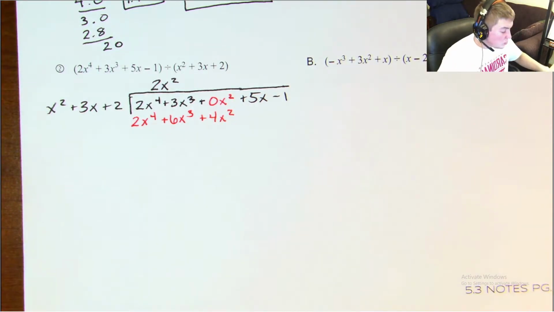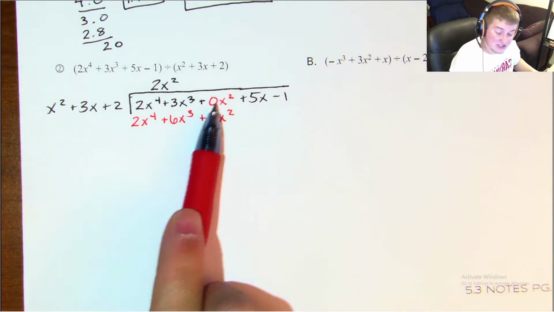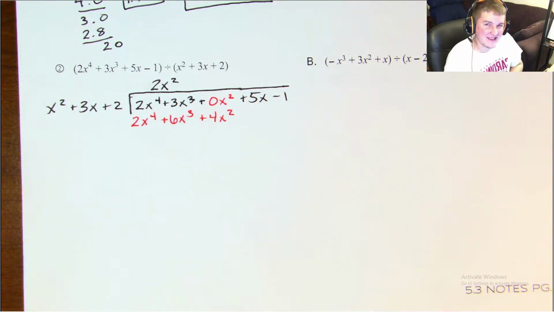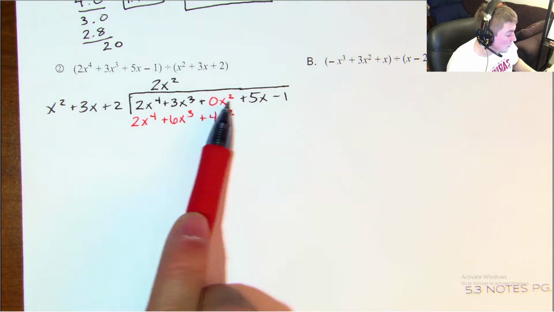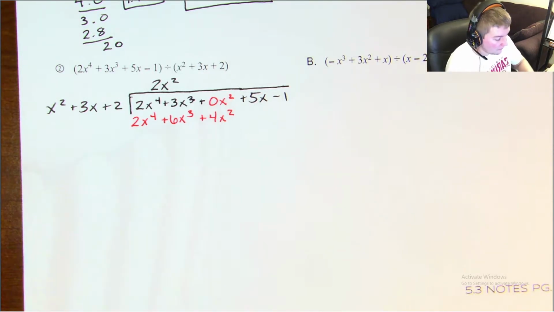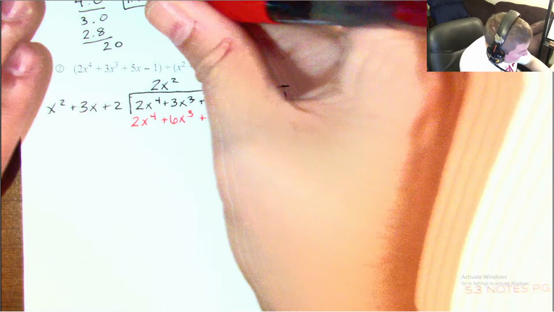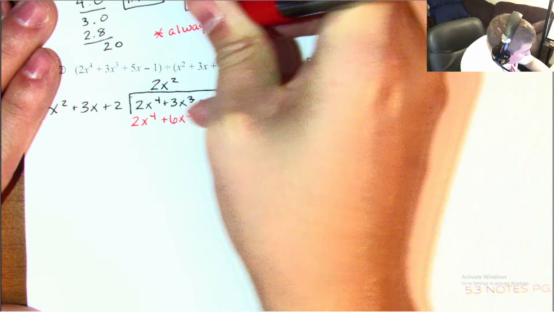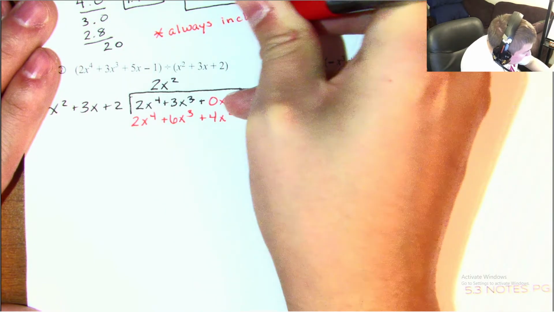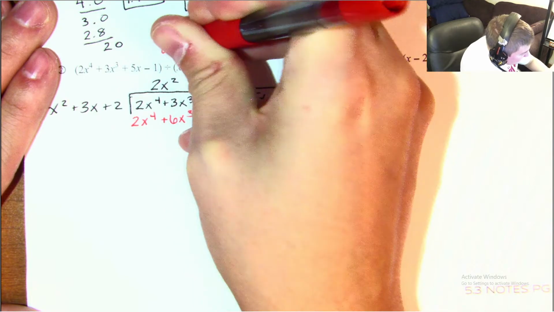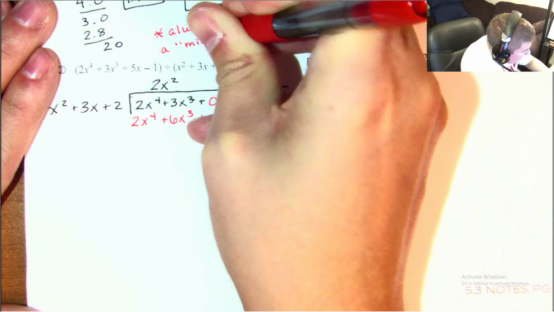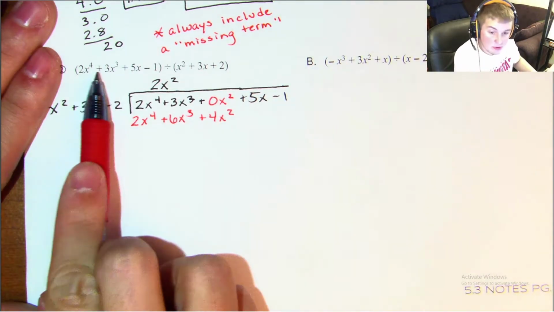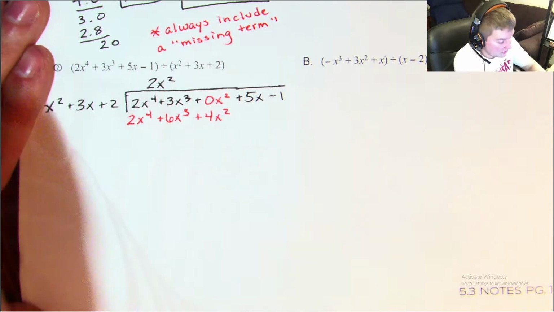Okay, and that's why I write the 0x squared when it's missing in its slot, it actually just helps us align the problem. It's not that it's wrong if I don't write this, but it's often helpful. Actually, let's put a little note right above this so we know. Always include missing term. Okay, and the term we were missing was the x squared term, so we're going to include it here.